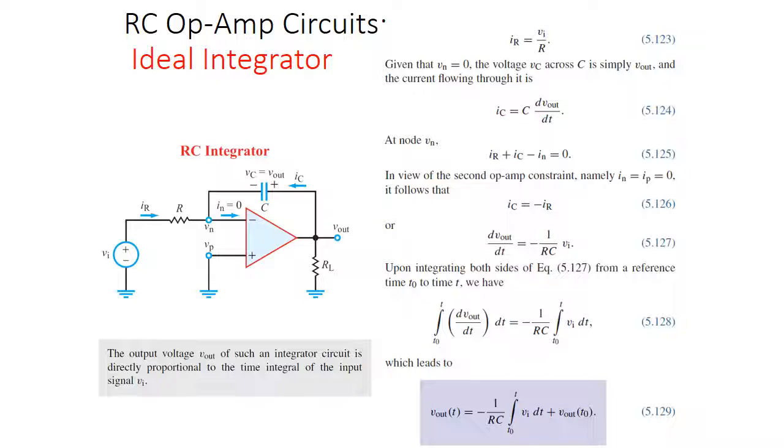We know a capacitor takes a little bit of time to charge, and we know the equation for a capacitor versus current involves the integral in order to get our voltage. If you look in the blue box at the bottom, voltage out is going to be 1 over RC, the integral from 0 to t of V_I dt, plus V out initial. So this is the integrator circuit for an op-amp.